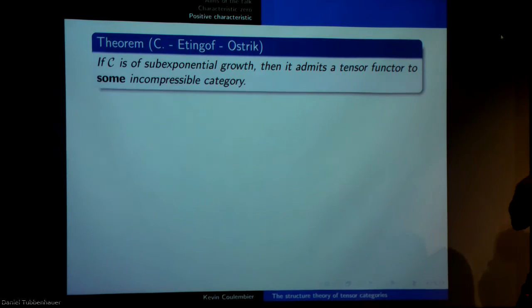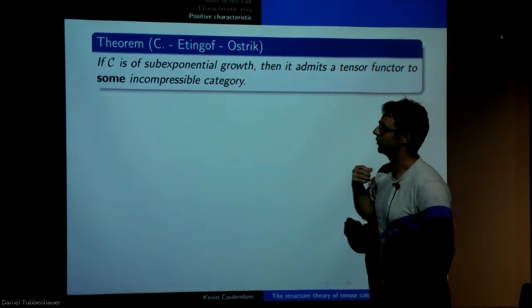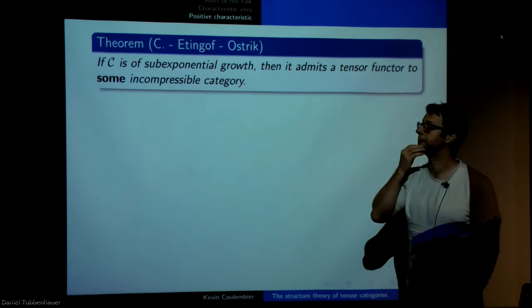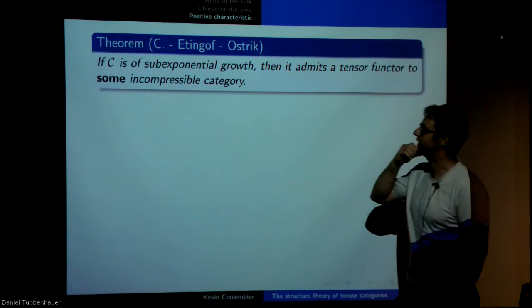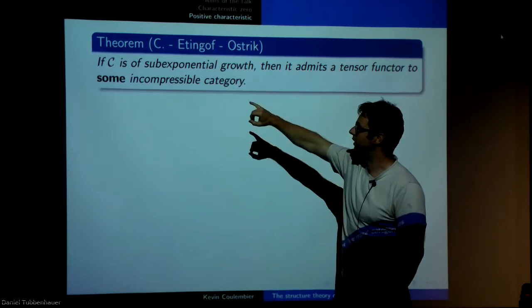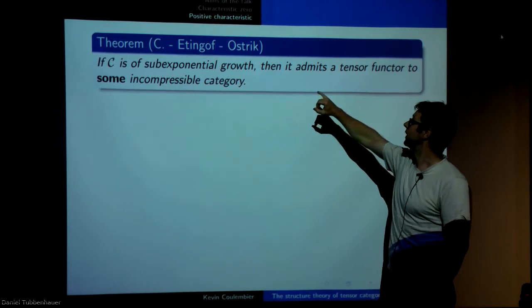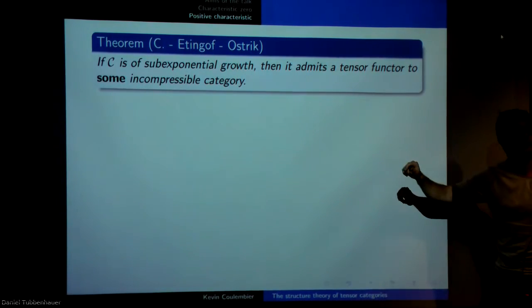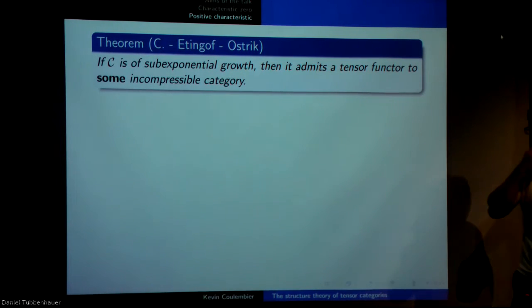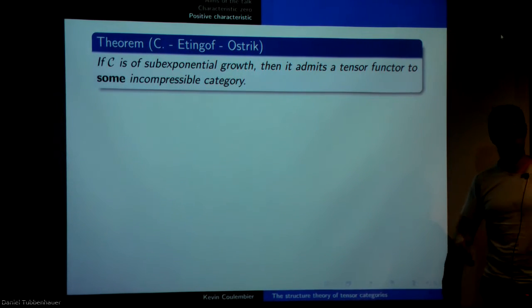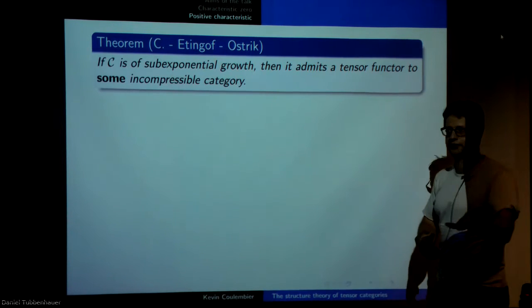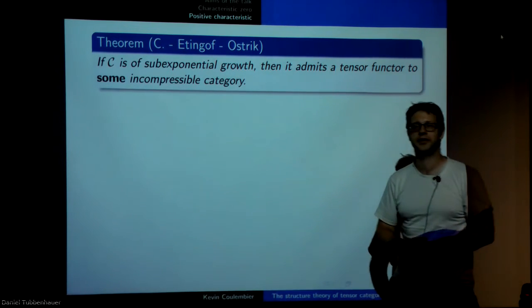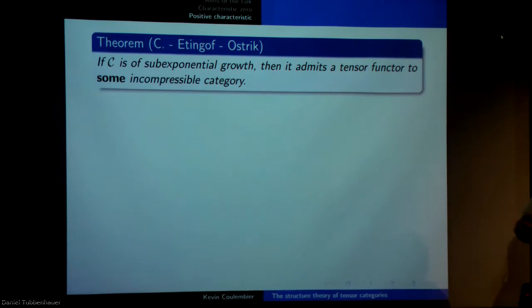What we did manage to prove recently is the following much weaker statement, which is that if your tensor category is of certain exponential growth, then it admits a tensor functor to some incompressible category. So in characteristic 0, things went the other way around. I mean, Deligne proved you have a tensor functor to Vec or supervector spaces, and they're incompressible, and you're basically done.